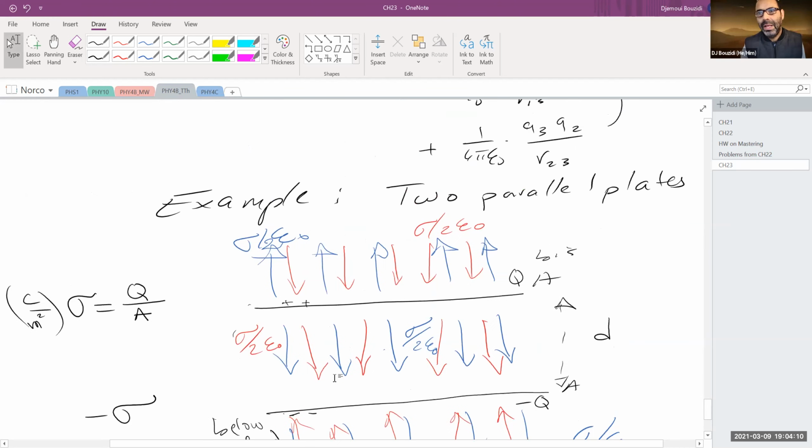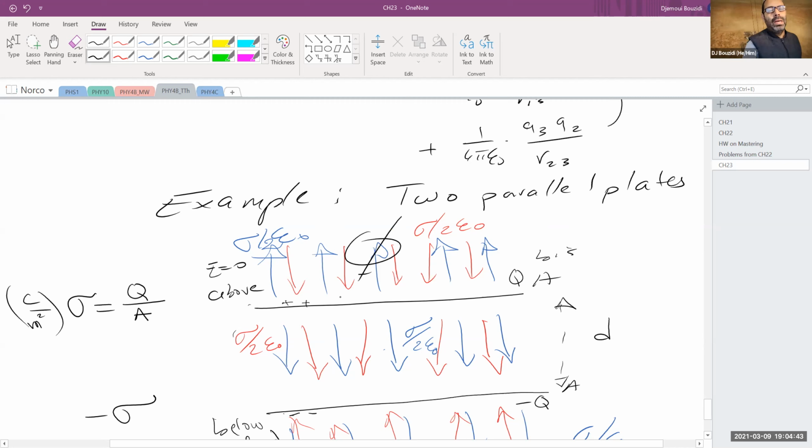The same question: how much electric field do I have above the positive plate? The blue one is pointing away with sigma over 2 epsilon naught. The red ones are going down with the same value, sigma over 2 epsilon naught, toward their own plate. How much electric field do I have above this plate then? It would be the same. It would be none. Absolutely. E is equal to 0 here too.